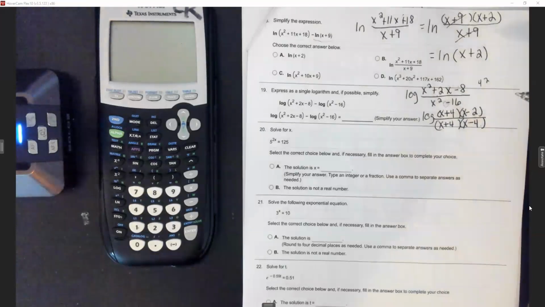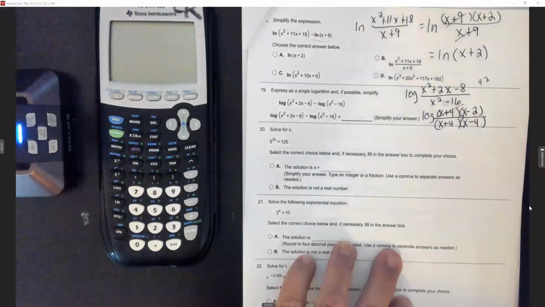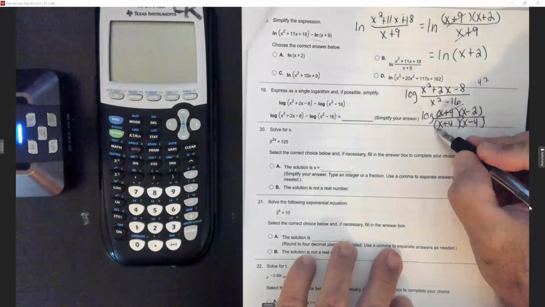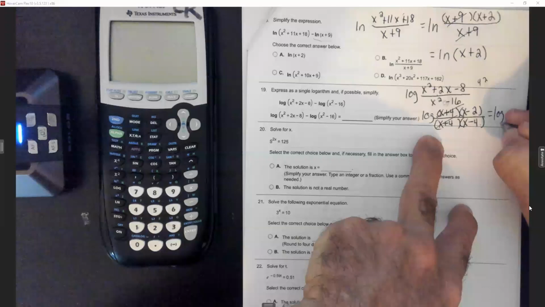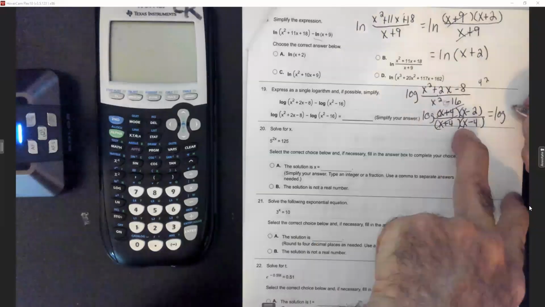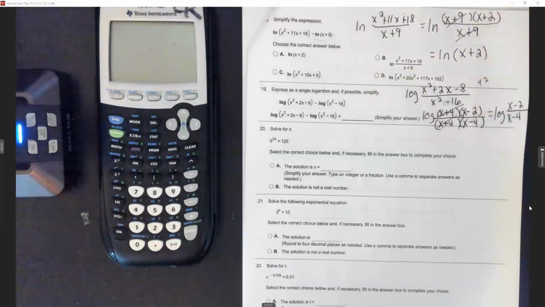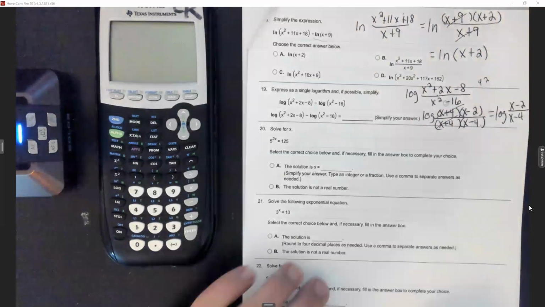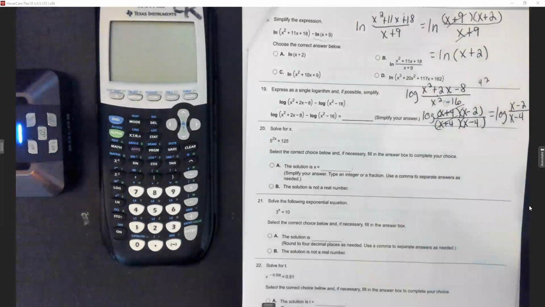All right, and if y'all see my last step, I got a factor on top that cancels with a factor on the bottom, so my final answer would be what I got on top, x minus 2 over x minus 4. And this one, I don't need parentheses because there's a fraction bar there, and that treats everything like one big term, okay?